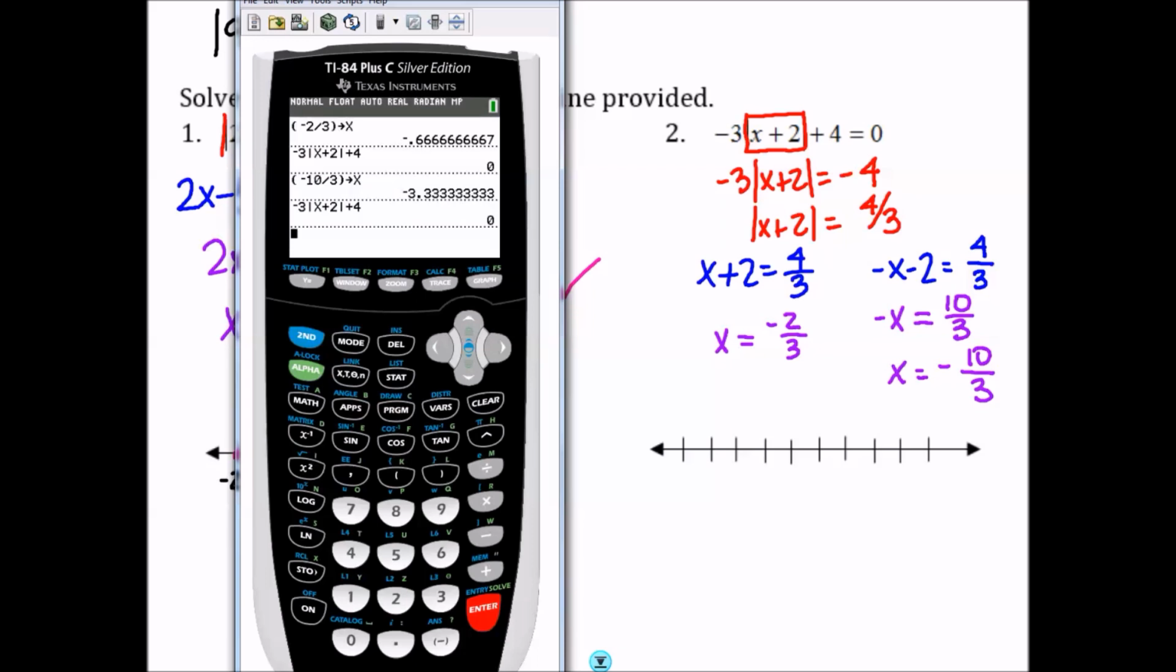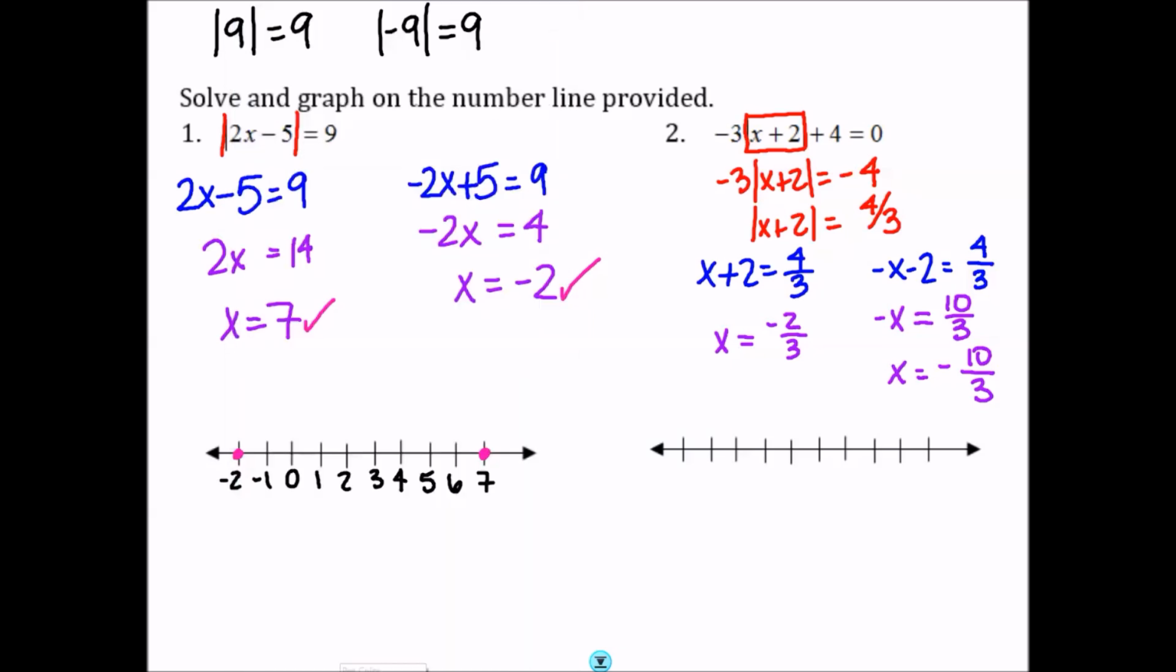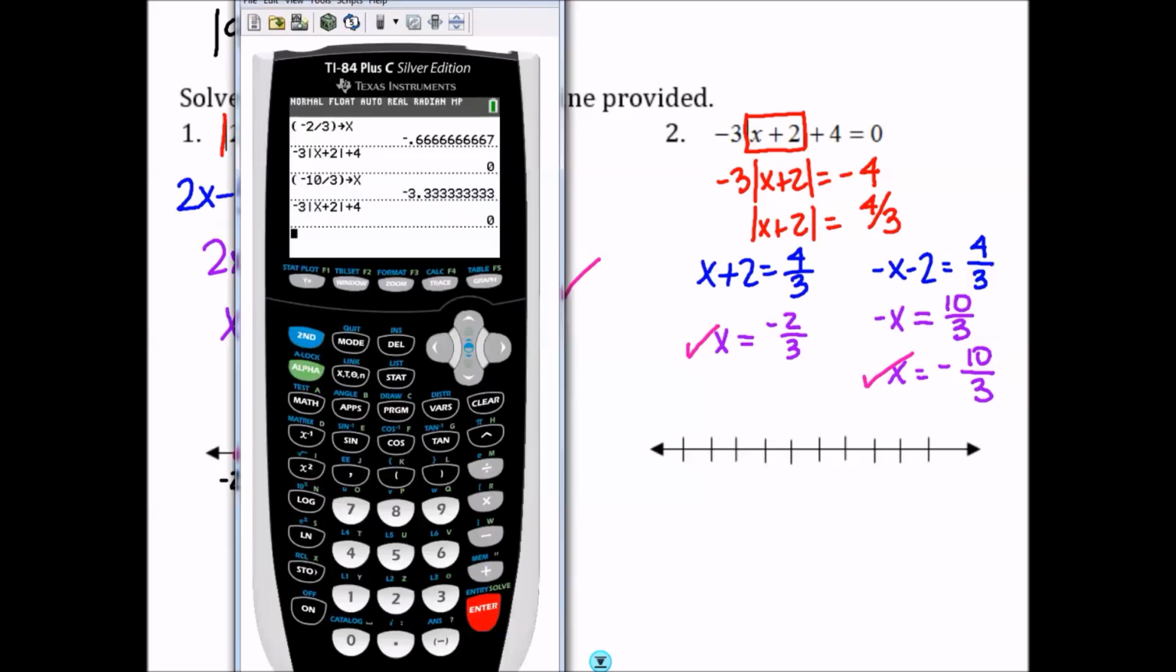Great, so both of those answers work. Then we need to graph our answers on a number line. So the fractions might trip you up, but if you look at the calculator, you can see that -2/3 is equal to -0.67, and that -10/3 is equal to -3.3. So we know that our graph needs to include at least the numbers -3.3 and -0.67.